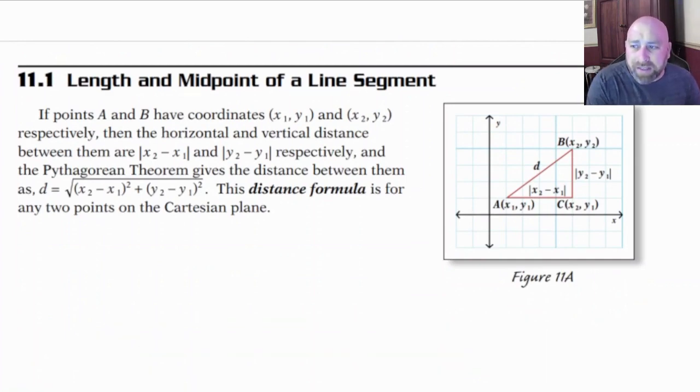11.1, length and midpoint of a line segment. Now, again, these are things that are review. We're gonna spend time on them, but I'm not gonna take a long time. You should already know the distance formula. With the distance formula, any 2 points on a Cartesian plane can be measured. The distance between them can be measured using this distance formula. It's based on Pythagorean's theorem.